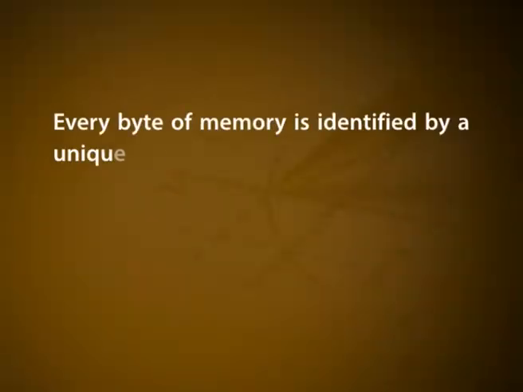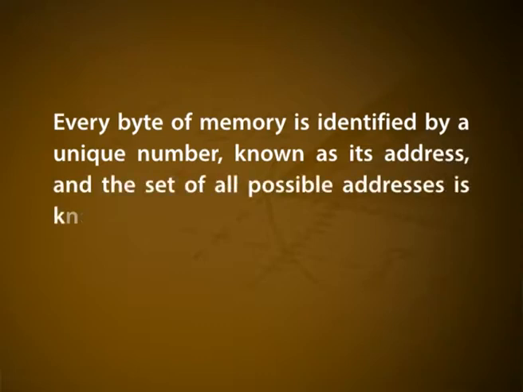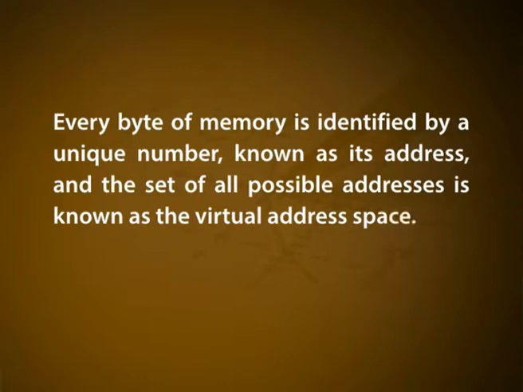Every byte of memory is identified by a unique number known as its address, and the set of all possible addresses is known as the virtual address space. As indicated by its name, this virtual address space is just a conceptual image presented to the machine level program. The actual implementation uses a combination of random access memory, or RAM, disk storage, special hardware and operating system software to provide the program with what appears to be a monolithic byte array.